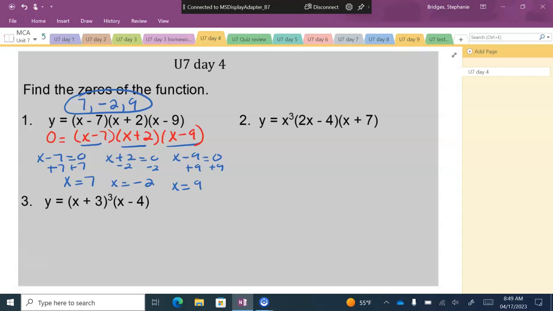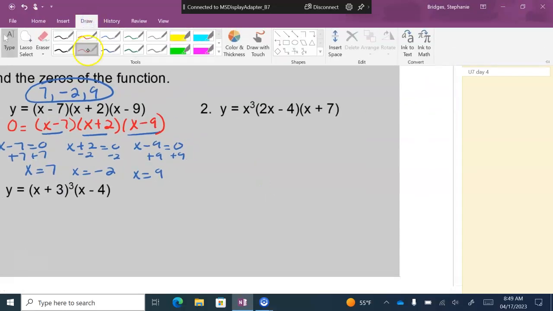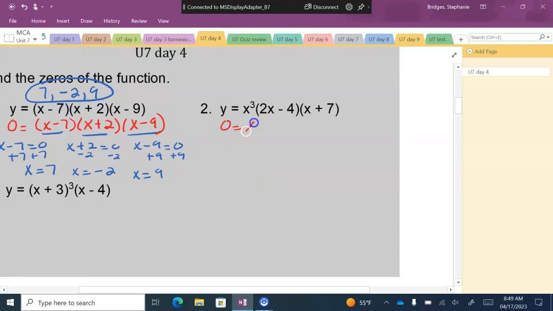Now on number 2, we've got y equals x to the third times 2x minus 4 times x plus 7. We still want to start the same way. We want to take y out and put 0 in. And then we want to set each factor equal to 0. And this one is slightly different because what does this one have that the first one didn't have? It's got an x cubed. It's got an exponent.